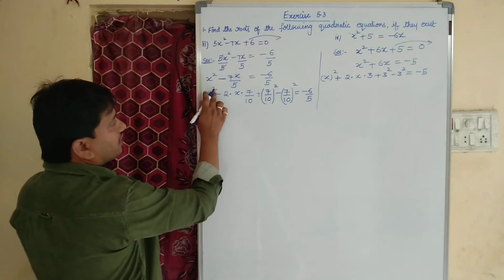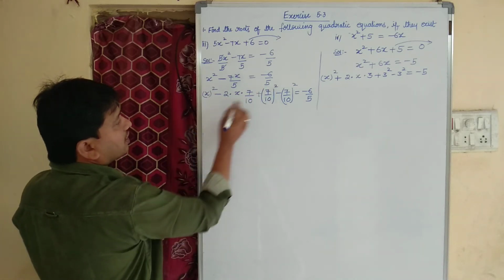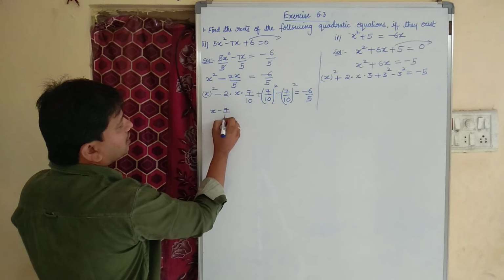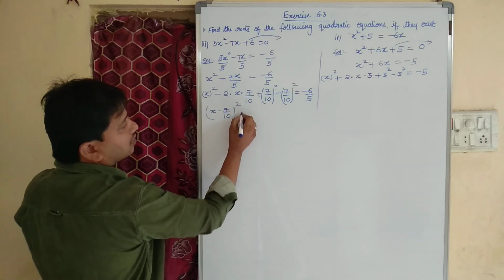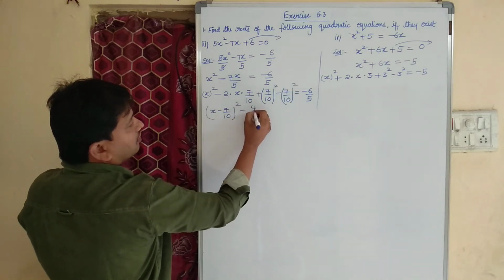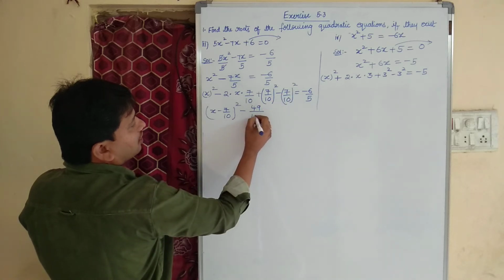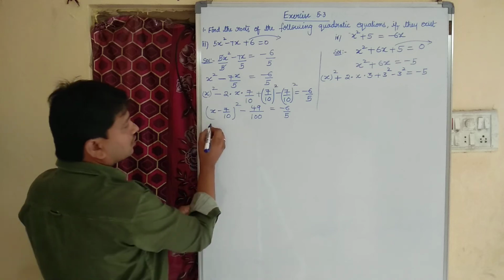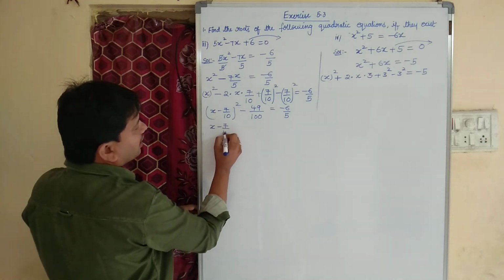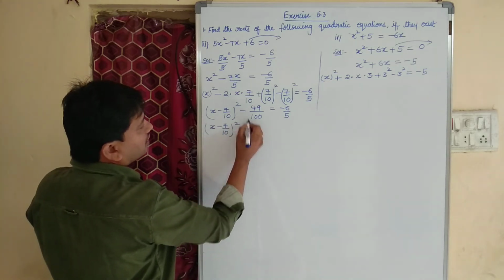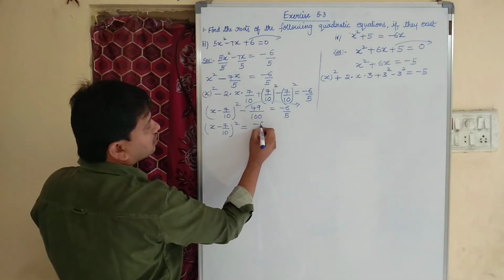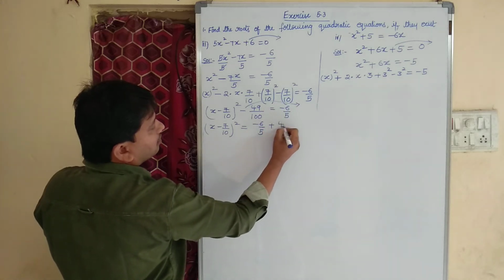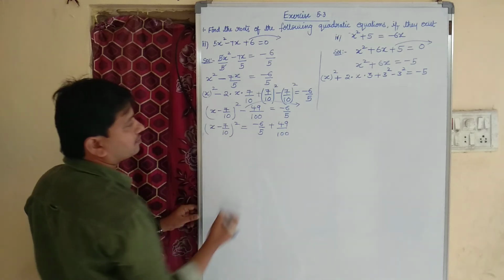Now a square minus 2ab plus b square, which is the formula of a minus b whole square, minus 7 square 49, 10 square 100 equal to minus 6 by 5. Now x minus 7 by 10 whole square equal to minus 49 by 100, transpose minus 6 by 5 plus 49 by 100.